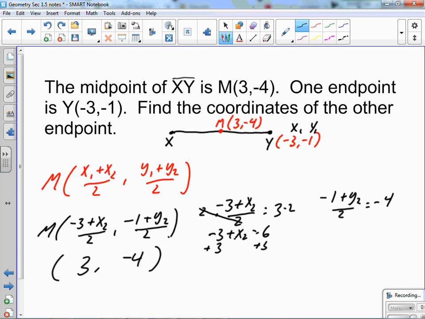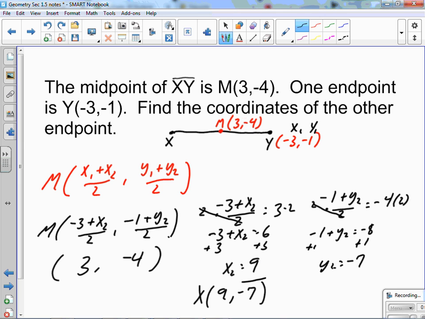And then add 3. It's going to give us 9. So the same process over here for the y. Multiply by 2. Those will cancel. So -1 plus y sub 2 is going to equal -8. Add 1 to both sides, and y sub 2 is going to equal -7. So the coordinates of point x is going to be 9 for the x and -7 for the y.